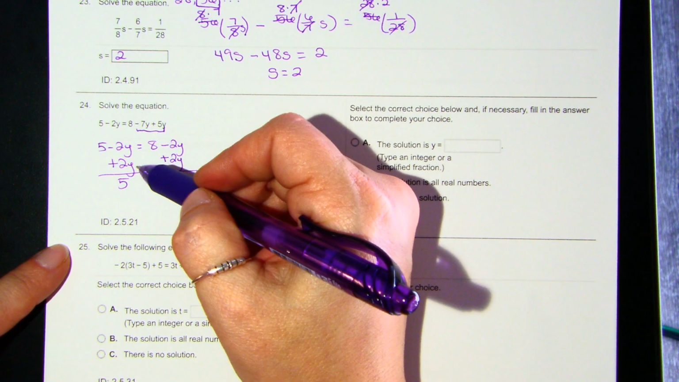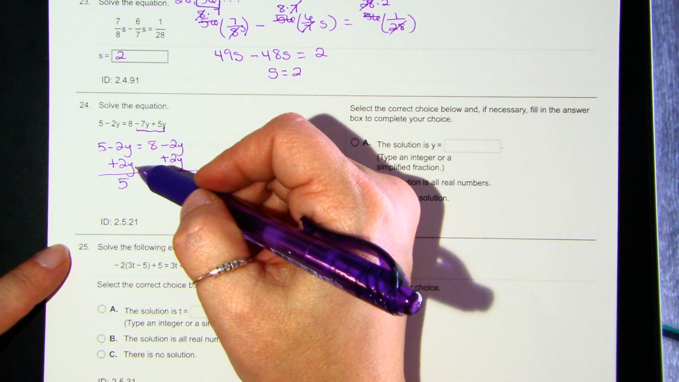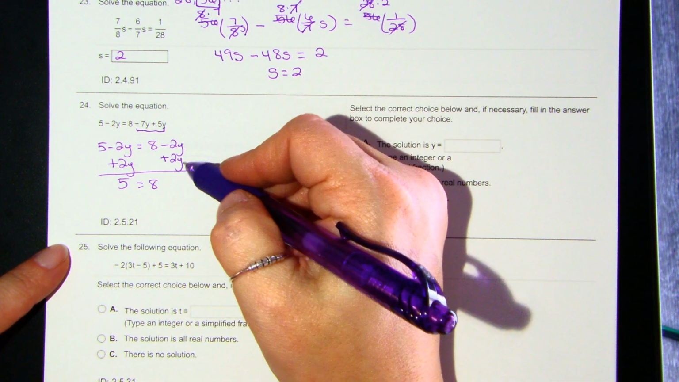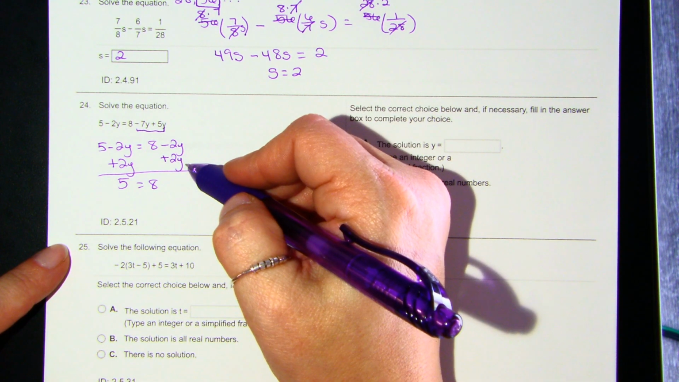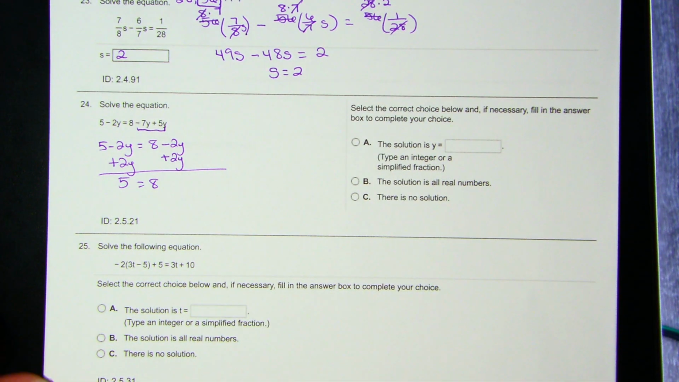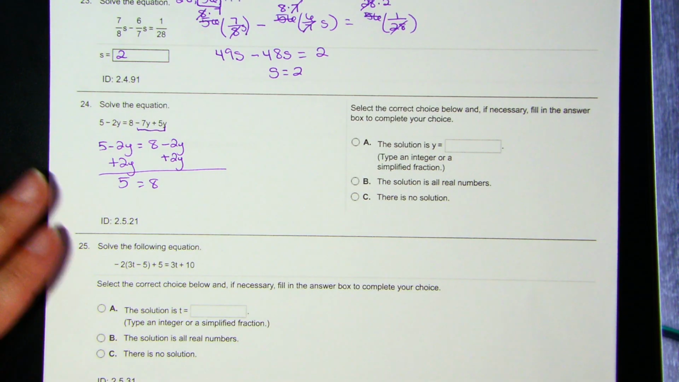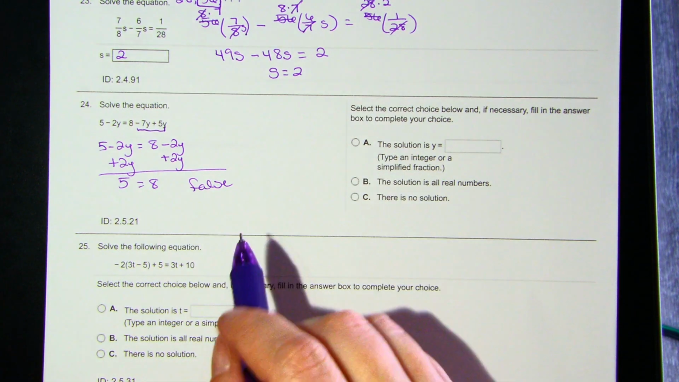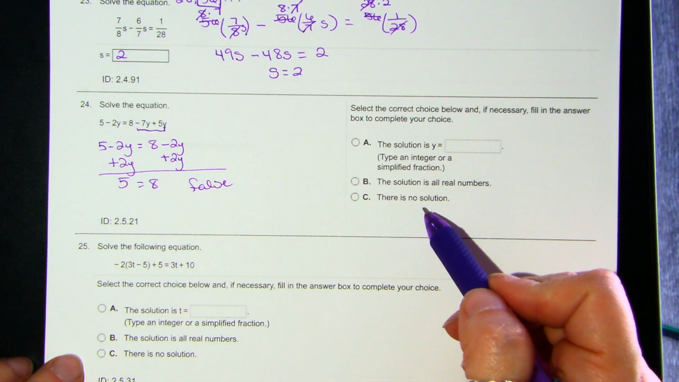Is that true? Does 5 equal 8? I promise you I'm not trying to trick you. It really doesn't. 5 does not equal 8. This is false. So if we get a false statement, then what that means is that there is no solution. Our variables went away, and we get something that's false. Nothing's going to work in that equation. Nothing. This is known as a contradiction.